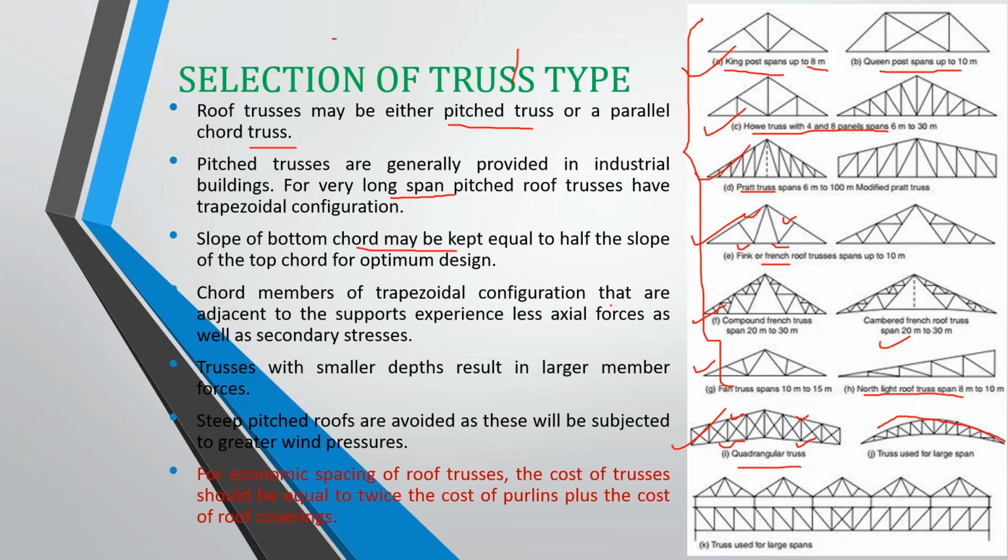Chord members of trapezoidal configuration that are adjacent to the supports experience less axial forces as well as secondary stresses. This is also related to the nature of our trusses. What it says is that, for example, in this truss here, if we have supports here and here at the ends, then these inclined members or these vertical members near the support experience less axial forces as compared to the members near the center of the truss.